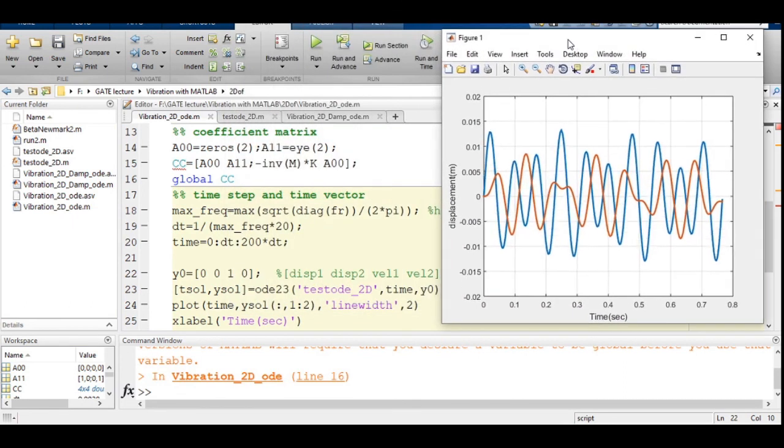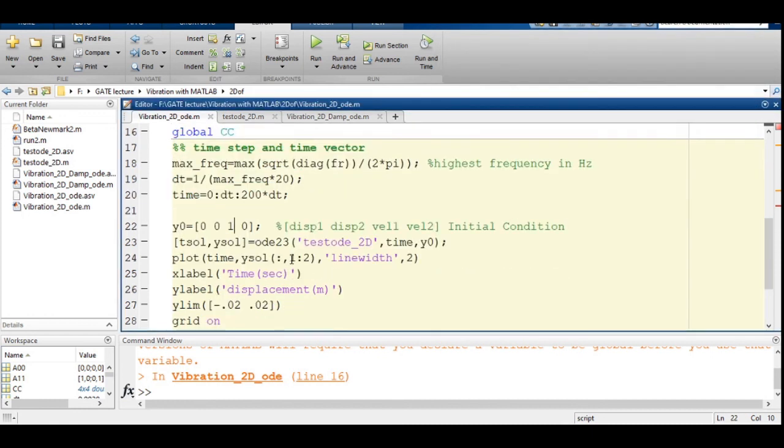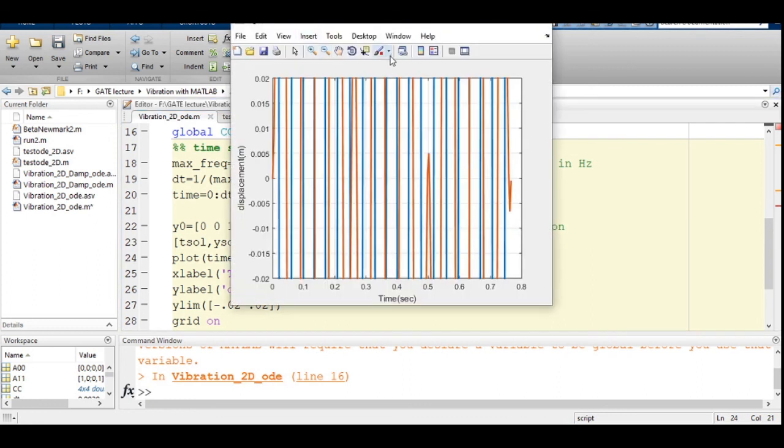Now you can see both the curves are starting from zero because the initial displacement for both the masses is zero. If you want to see the velocity response, instead of taking the first and the second column of your y solution vector, you can take the third and the fourth. Or if you want to see only one, you can simply write 3 here or 4 here. That will give you the velocity curve. So this is the response.